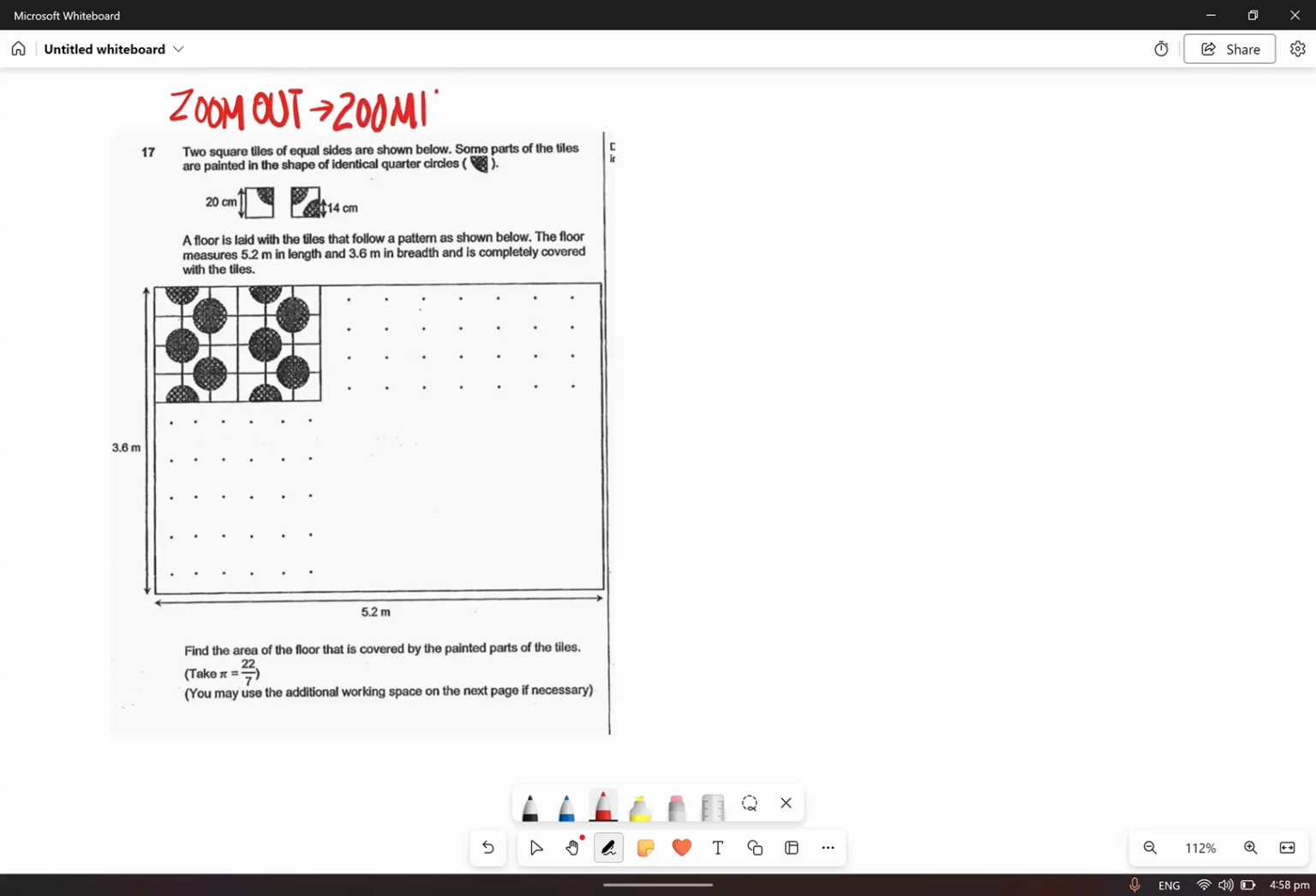Am I making sense? First things first, the first thing I want to do is to change my 5.2 meters to 520 centimeters, and 3.6 meters to 360 centimeters. Am I making sense or not making sense? You're making sense.